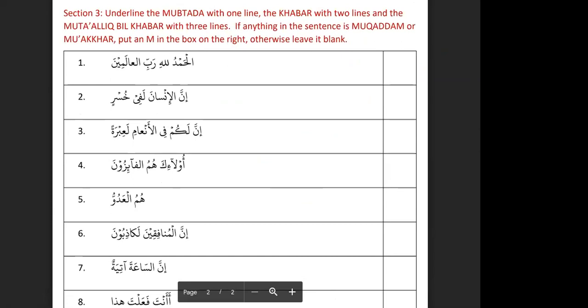Underline the mubtada with 1 line, the khabar with 2 lines, the muta'alliq bil khabar with 3 lines. If anything in the sentence is muqaddam or muakhar, put an M in the box on the right, otherwise leave it blank. Okay, so number 1. Alhamdulillahi Rabbil Alameen. What is Alhamdu?